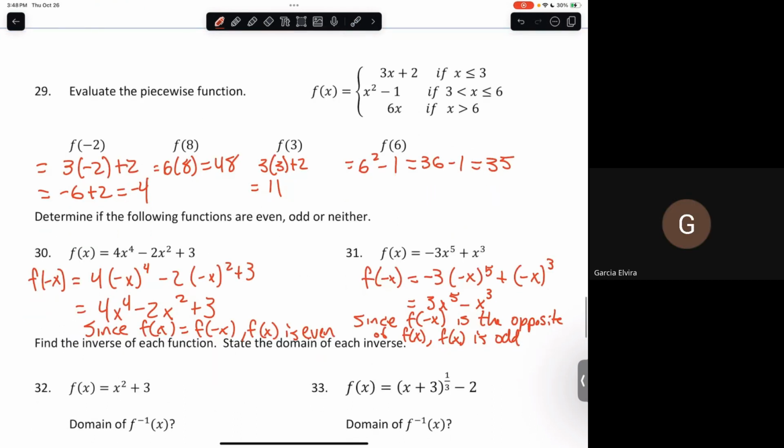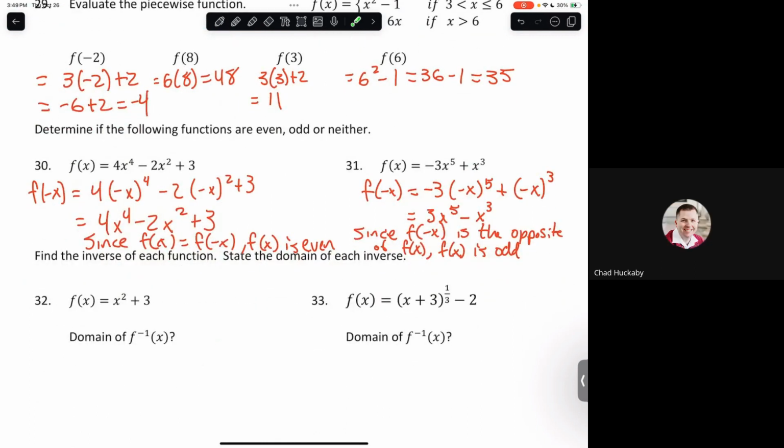Question, how did that negative 3 become that 3? Because when we multiply out this x to the fifth, negative x to the fifth, you get negative x to the fifth power. And a negative times a negative is a positive. Does that make sense? Yes. Perfect.